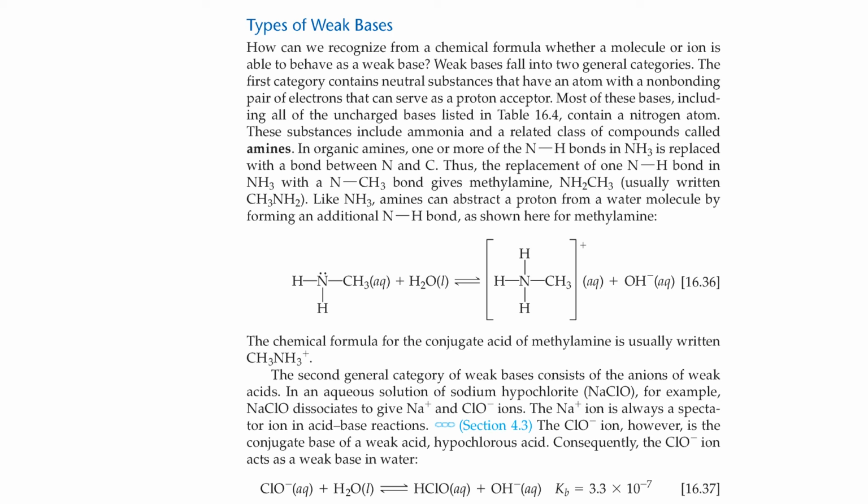The second general category of weak bases consists of anions of weak acids. In an aqueous solution of sodium hypochlorite, for example, sodium hypochlorite dissociates to give sodium and hypochlorite ions. The sodium ion is always a spectator ion in an acid-base reaction, and the hypochlorite ion, however, is the conjugate base of the weak acid, hypochlorous acid. Consequently, the hypochlorite ion acts as a weak base in water.